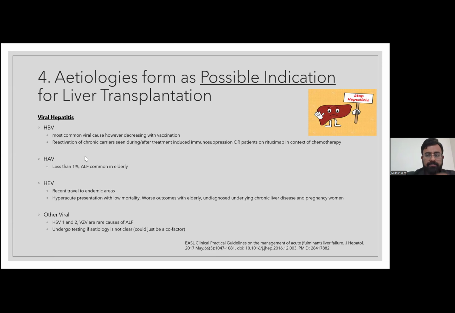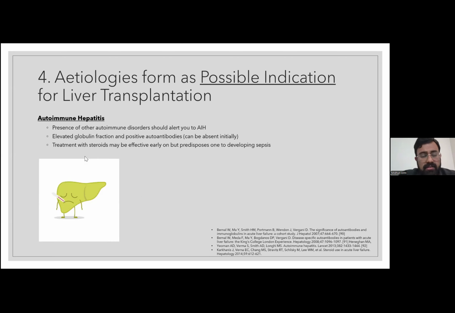The next section would be autoimmune hepatitis. Like mentioned before, the presence of other autoimmune disorders should alert you to the fact that there may be AIH on board, with elevated globulin fraction and positive antibodies. Initially, to note that in an acute presentation, these can be absent, so always have your mind set to look for it. Treating these patients with steroids may be effective early, but steroids, and high-dose steroids, can predispose one to developing sepsis.